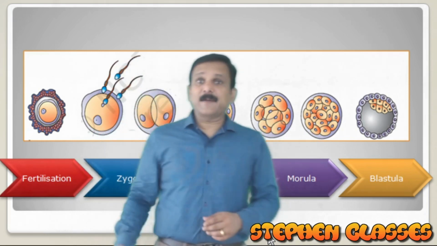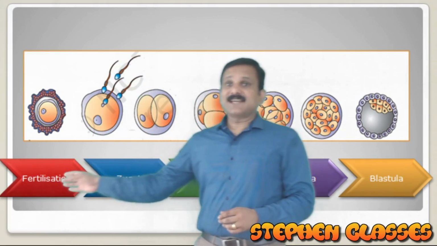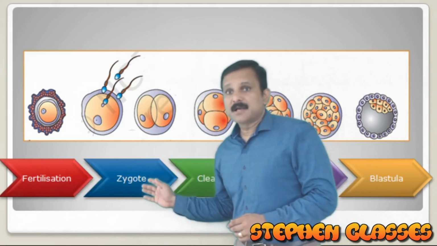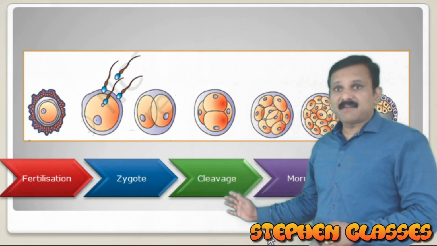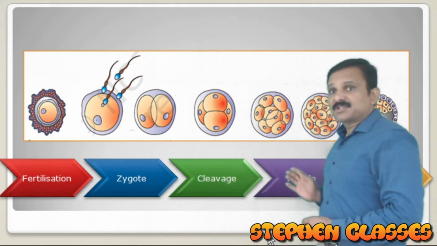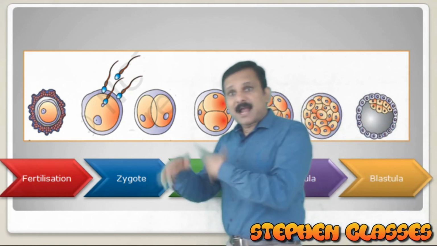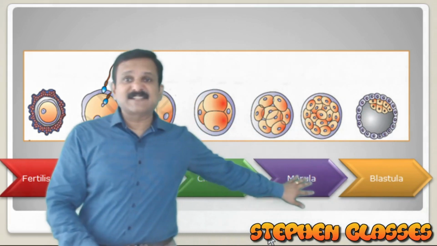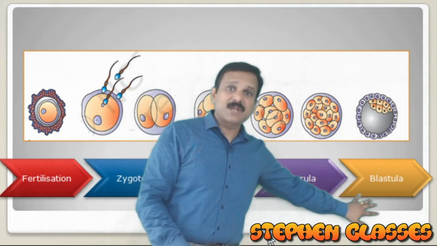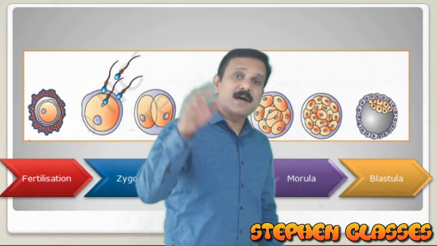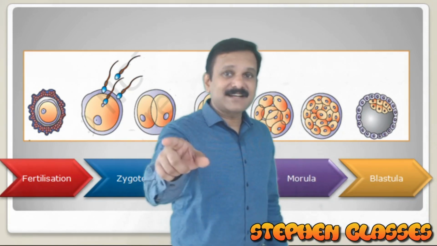Okay, so the sequence is very important. Fertilization will result in a zygote. Zygote undergoes cleavage, and by cleavage, there is formation of a morula, and this morula further gets transformed into a blastula, and this blastula undergoes implantation. Is it clear for you?